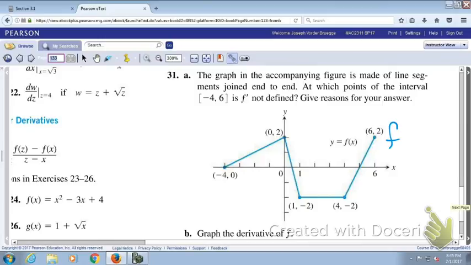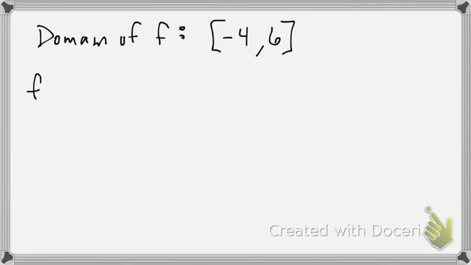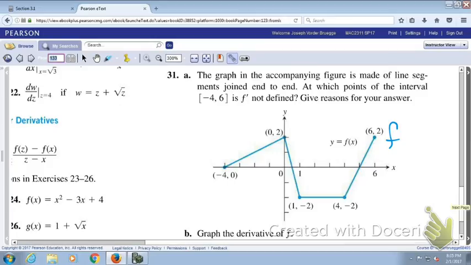Where is f differentiable? Well, look for your 4 things. What do we have here? We have a bunch of corners. All right, nobody likes those. So where are my corners? We have a corner at 0. We have a corner at 1. We have a corner at 4. And that's it, right?